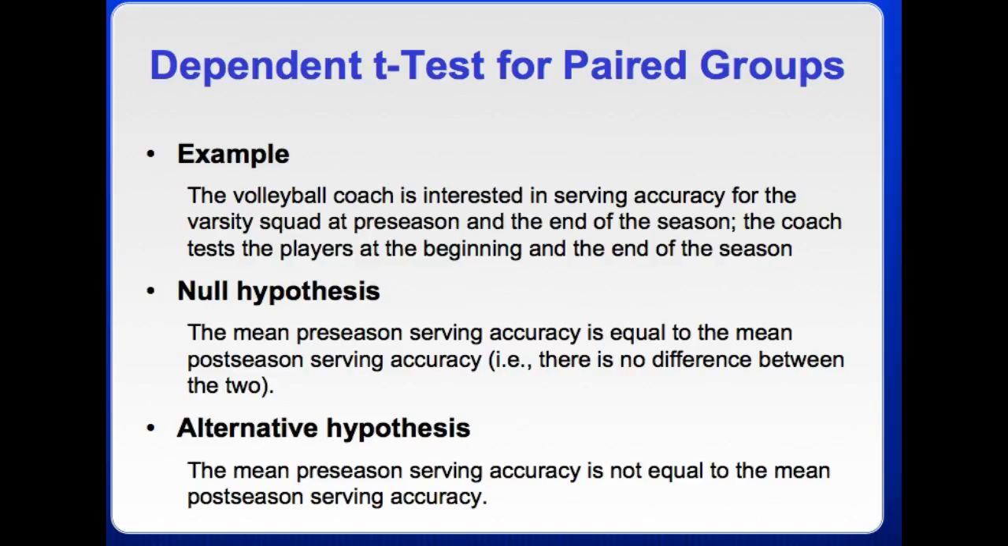A dependent t-test for paired groups. Example: the volleyball coach is interested in serving accuracy for the varsity squad at preseason and at the end of the season. The coach tests the players at the beginning and the end of the season. Null hypothesis: the mean preseason serving accuracy is equal to the mean postseason serving accuracy. Remember, the null hypothesis says there's no difference between the two. But your alternative hypothesis says the mean preseason serving accuracy is not equal to the mean postseason serving accuracy.